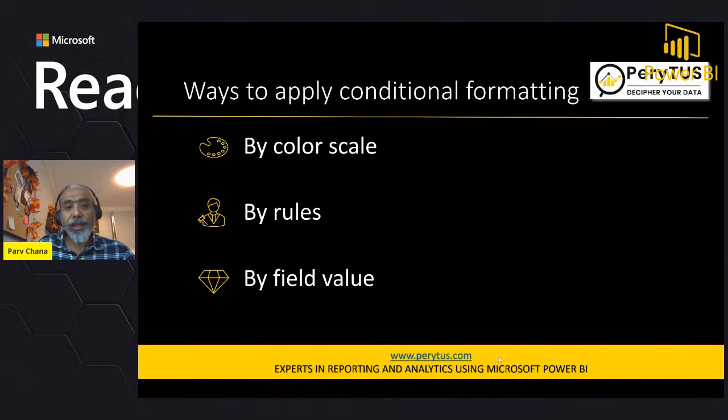The other one is by rules. What does that mean? You tell it: if my sales are greater than $100,000, then it's green, or whatever. If it's between 50,000 and 100,000, yellow, and below that is red. So you basically define the rules, which we commonly use in Excel.